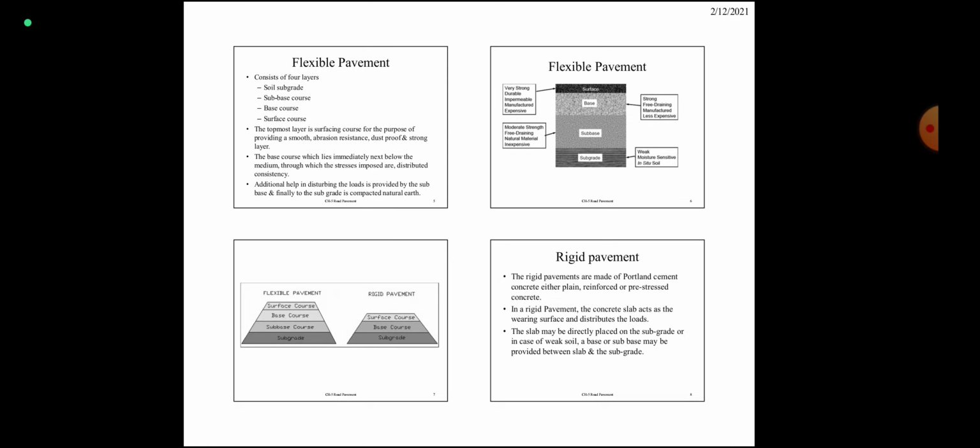The base course lies immediately next below the surface, through which the stresses imposed are distributed consistently. Additional help in distributing the loads is provided by the subbase, and finally the subgrade is compacted natural earth.